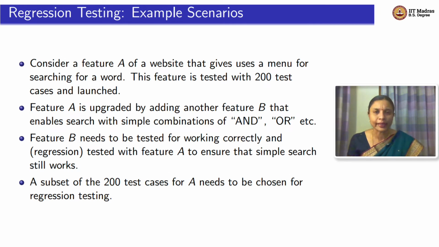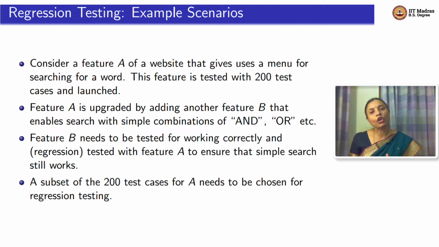So here is a simple example of how we will use regression testing. Let's say you have a software, which is basically a website that you have developed, and the website accepts a lot of requests and has a search button. The initial release of the website involved a very simple plain text search button. You could do text searches. Let's call that feature A.